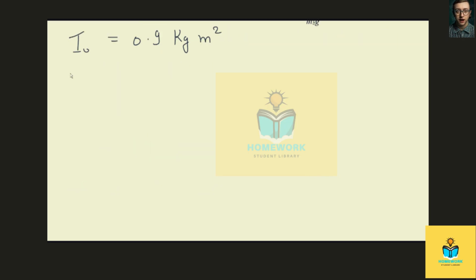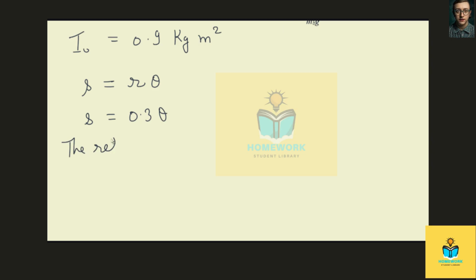Now, first we write the relation of the displacement in the spring due to the small angular displacement, that is given by s equal to r theta. Here theta is the small angular displacement in the spring. So, we substitute 0.3 meter for r. Therefore, s is equal to 0.3 theta.